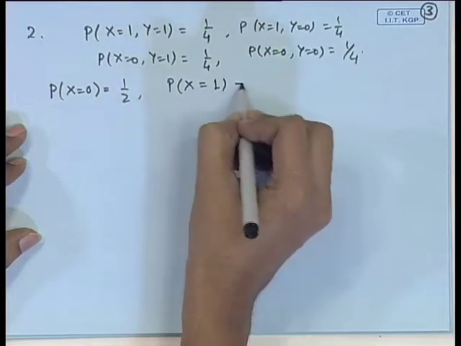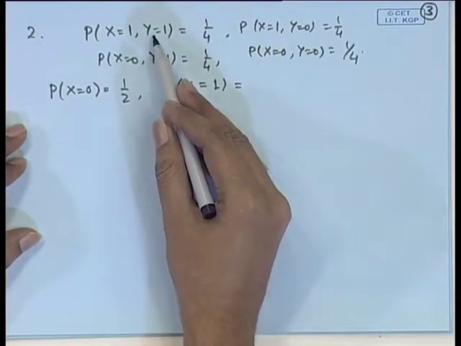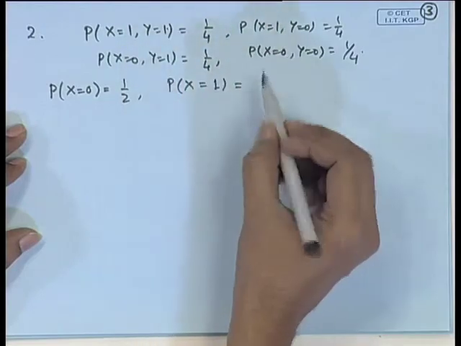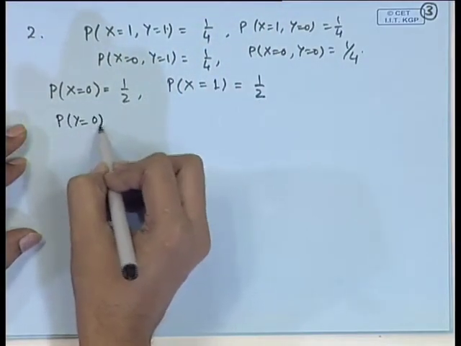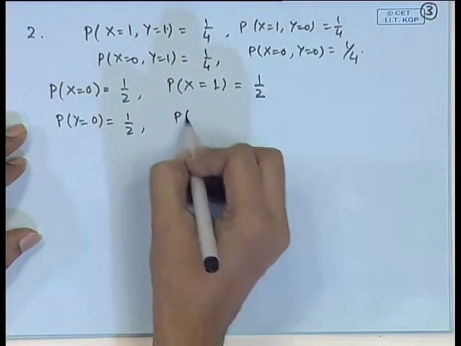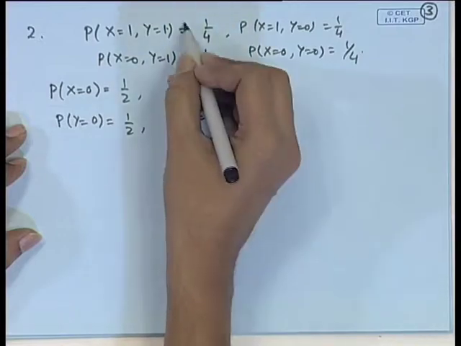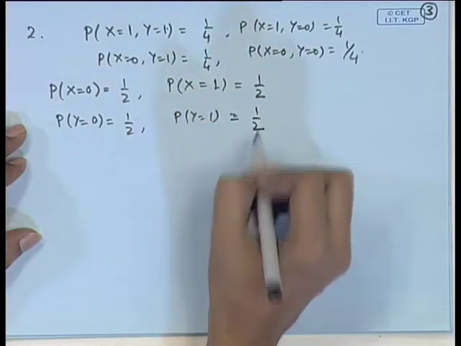Probability x equal to 1, in a similar way, is equal to the sum of these two probabilities, again half. If we look at probability of y equal to 0, that is the sum of these two probabilities, that is half, and probability of y equal to 1, that is the sum of these two numbers, that is again half.